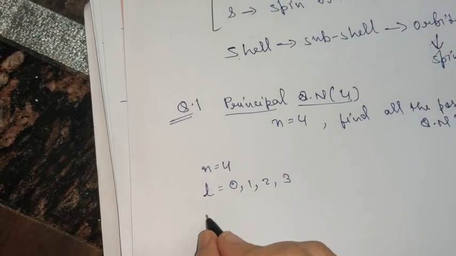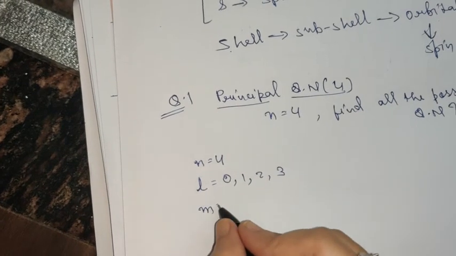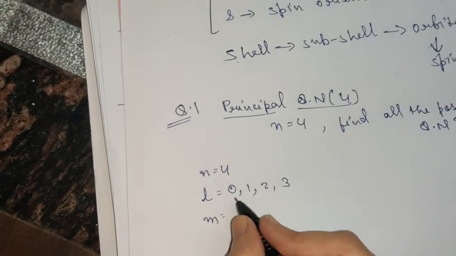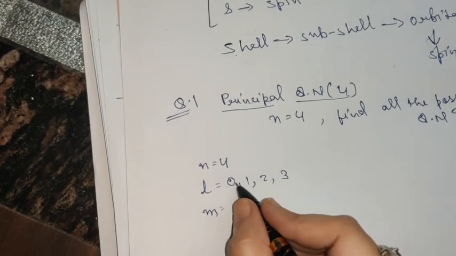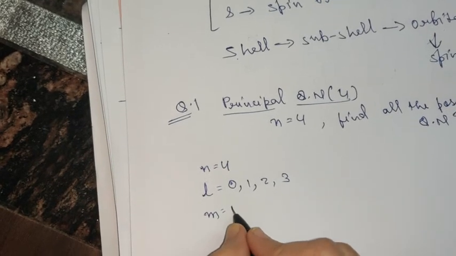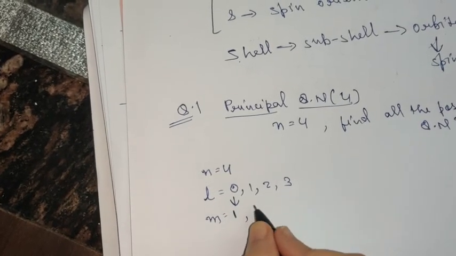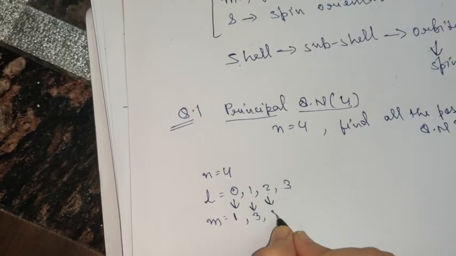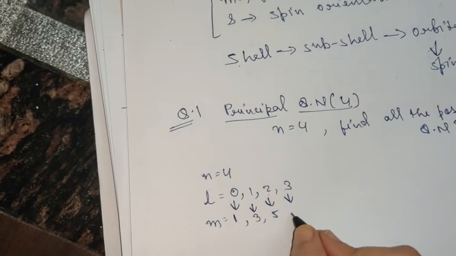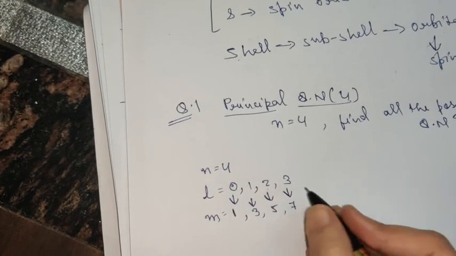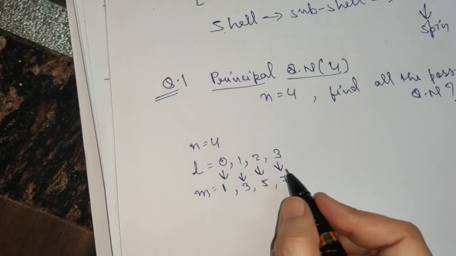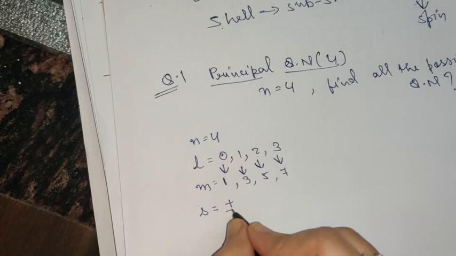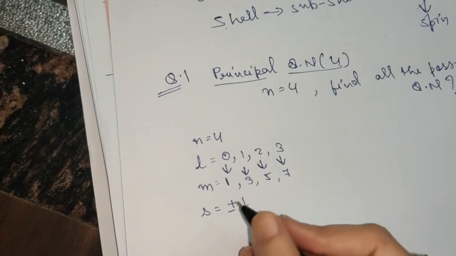Then moving on to the value of m. Now the value of m will be different for each value of l. For l equal to 0, it will be equal to 1. Corresponding to this, for l equal to 1 it will be 3, for l equal to 2 it will be 5, and for l equal to 3 it will be 7. So these are the possible values of m. And then coming to the value of s, it can have only two values, plus half or minus half.